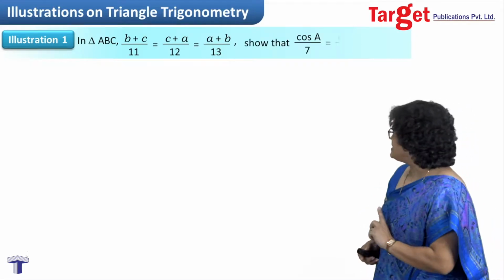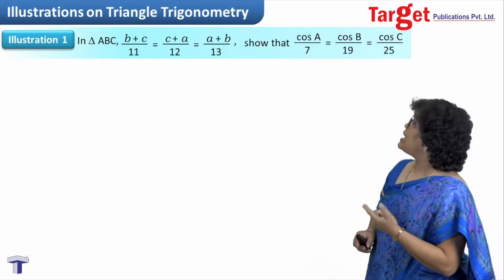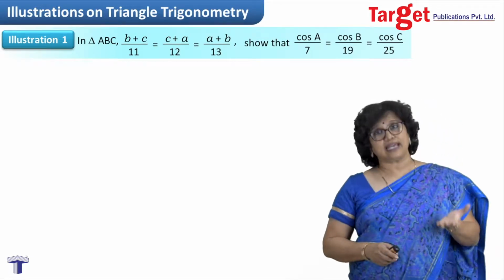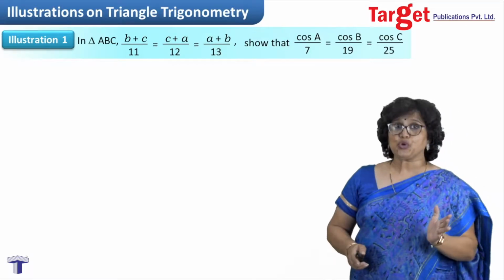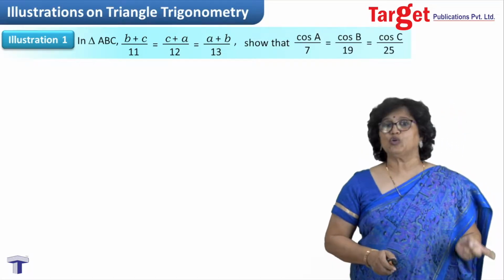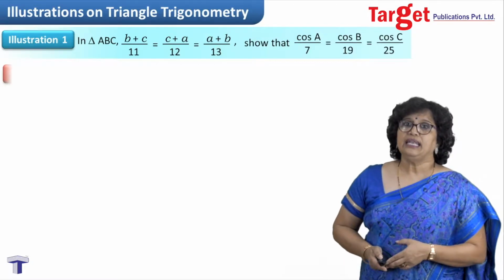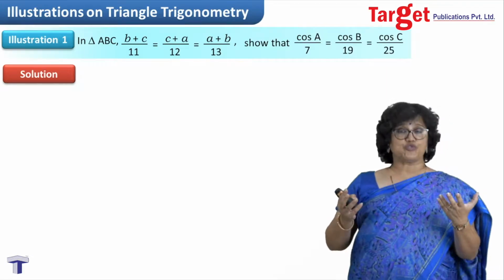My first illustration is that in triangle ABC, we are given (b+c)/11 = (c+a)/12 = (a+b)/13. And we are asked to show that cos A/7 = cos B/19 = cos C/25. Now, nowhere it is written which formula is to be used, which method is to be used.